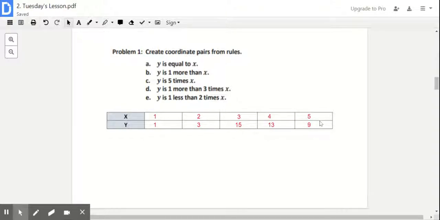Lastly, y is 1 less than 2 times x. So I'm going through the same concept again. So I know that 5 times 2 is 10, minus 1, because it has to be 1 less, is 9. All right, let's keep on going.